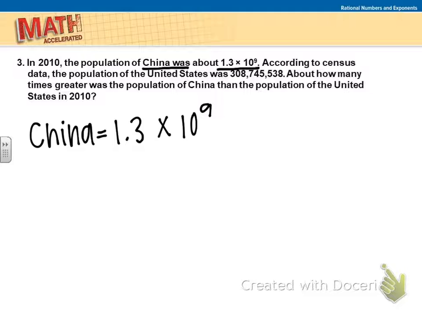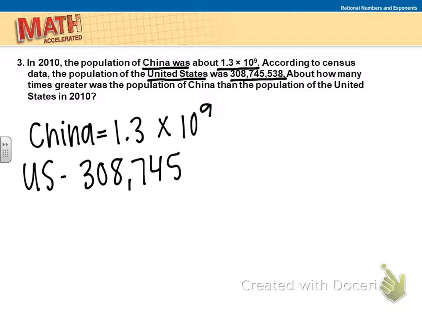Then what's the next thing it tells me? It tells me the United States was what? 387. Yep, good. So I'm going to write that number down for the United States. All right, now what's it say in the next part of our problem? It asks what? About how many times greater. So let's talk about what that means. What's about tell us to do? Estimate around. Yep.